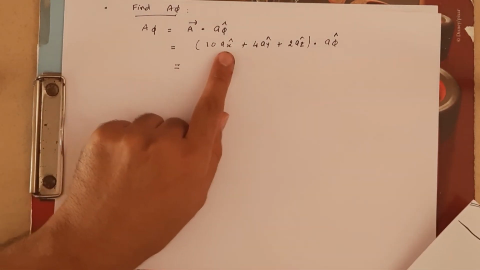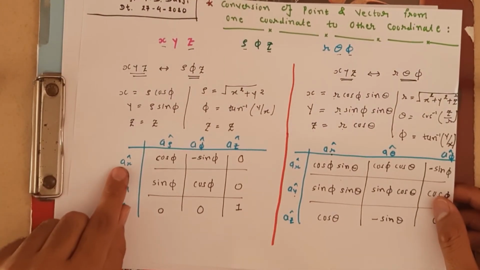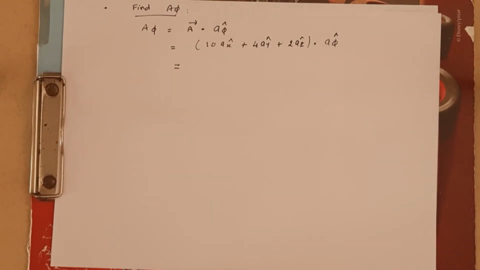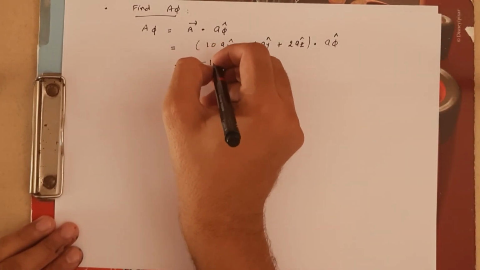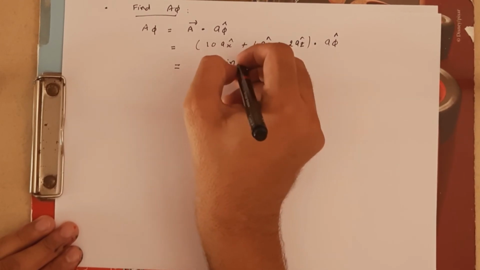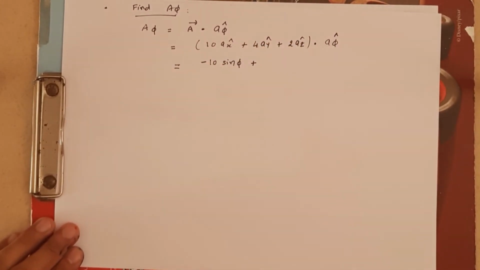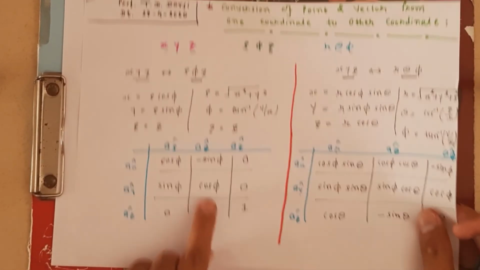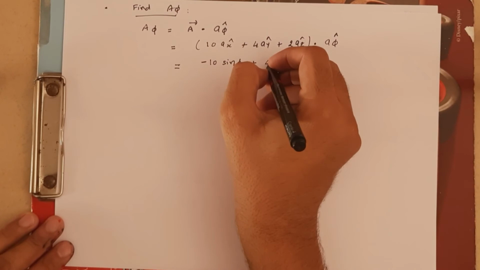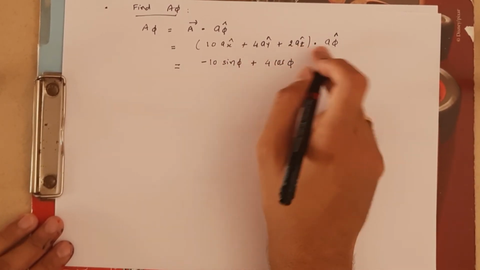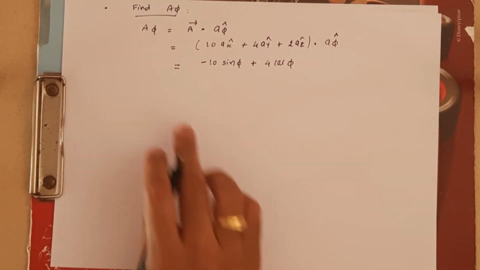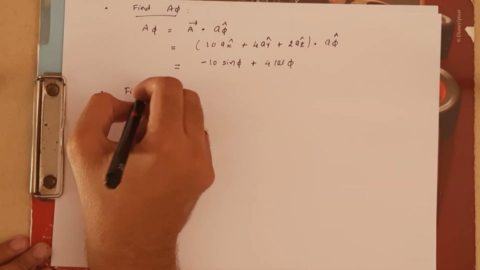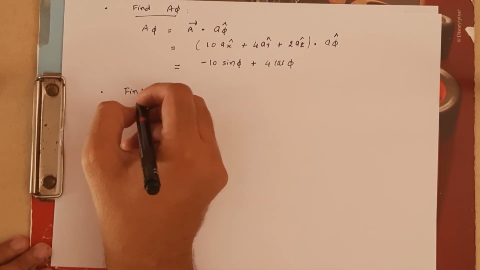First ax dot aφ. So ax dot aφ answer is minus sin phi. So this is minus tan sin phi plus ay dot aφ. So ay dot aφ answer is cos phi, so 4 cos phi, and az dot aφ answer is 0. Okay, so this is the Aφ calculation.